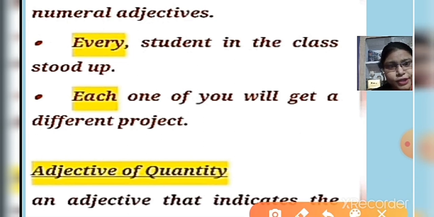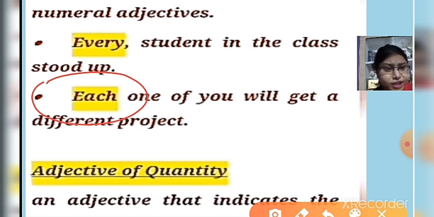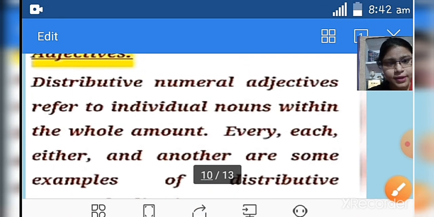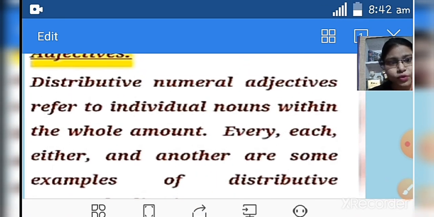Then the next says, each of you will get a different project. Clear? Each one of you means every student got a different project. Each individual student got a different project. Clear, children? So in this way the distributive numeral adjective is that type of adjective that always refers to an individual noun within the whole amount.